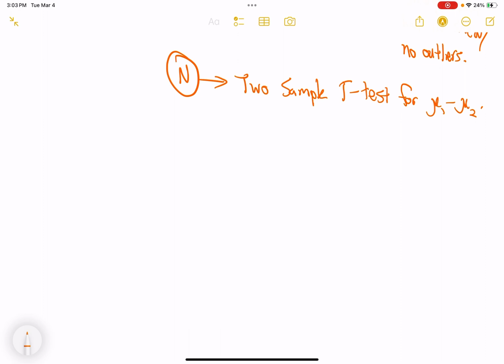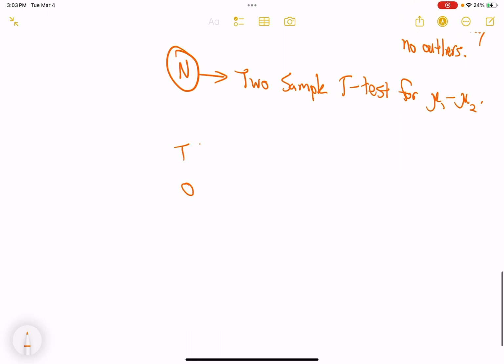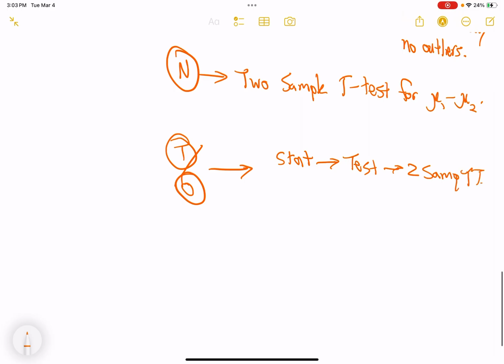So what we do instead is we do our T and our O together. And we go to stat. We go to test. And we go to 2-SampTTest. Once you've done that, you will input your values: x bar 1, x bar 2, standard deviation for 1, standard deviation for 2, and then our n values.